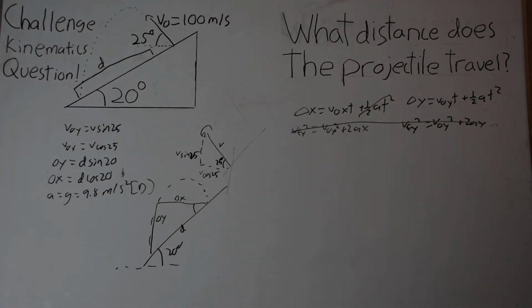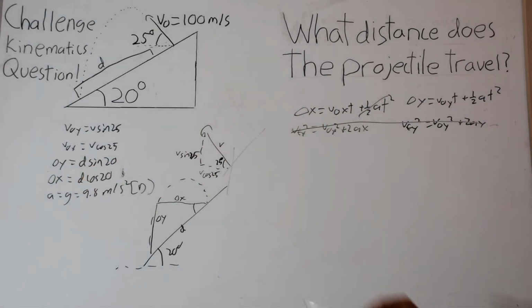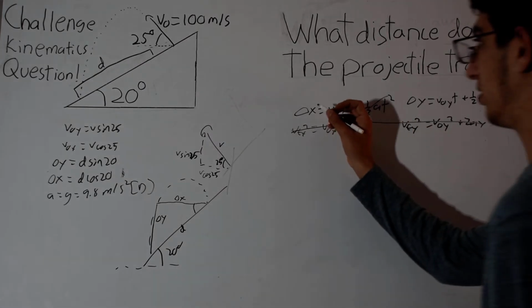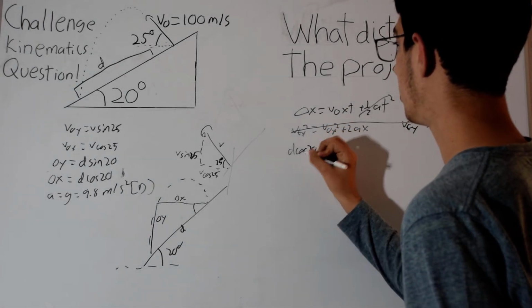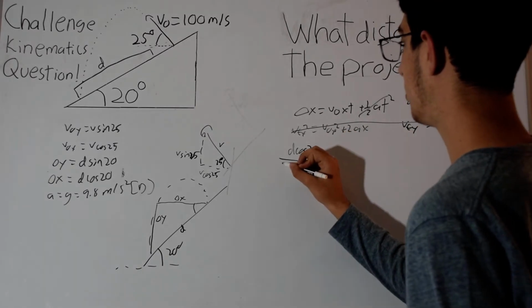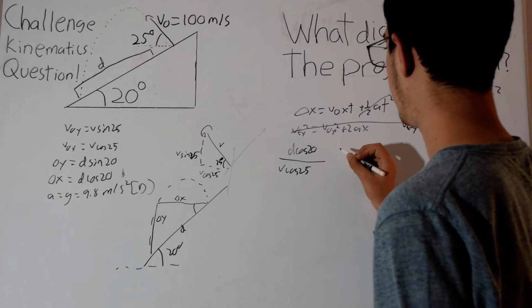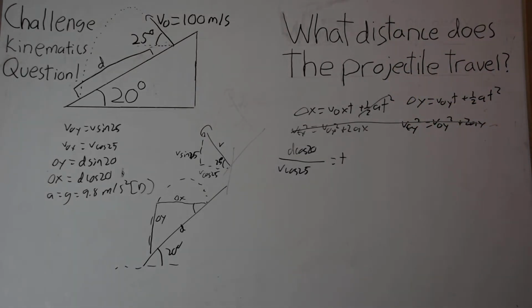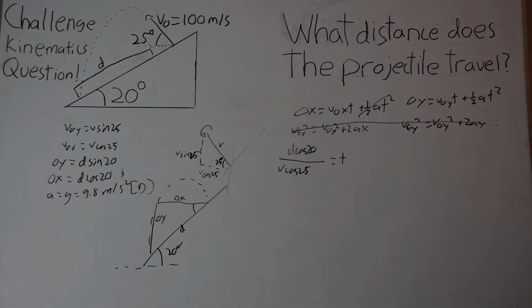Alright, so let's do that, and I'm going to start putting in this d cosine 20 for change in x, and v cosine 25 for the velocity in the horizontal direction. Alright, so change in x, which I just said is d cosine 20, over v0x, which I said is v cosine 25, equals time. Alright, well that was pretty simple. So let's plug this time into that equation.